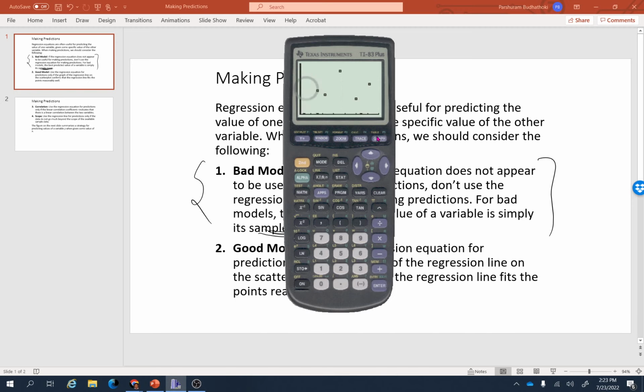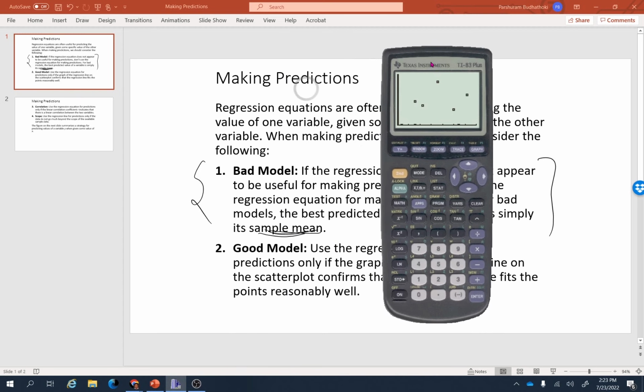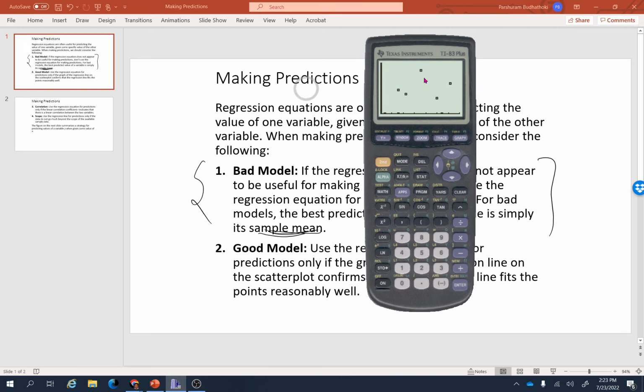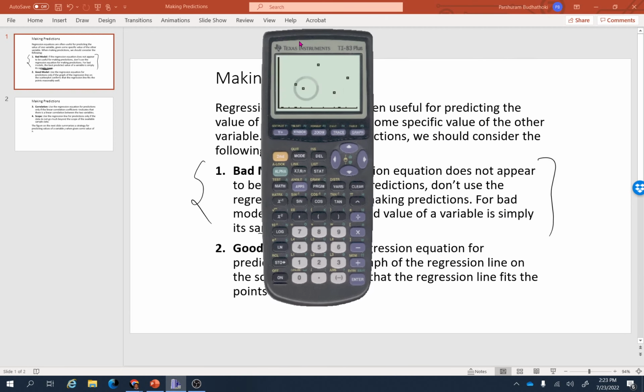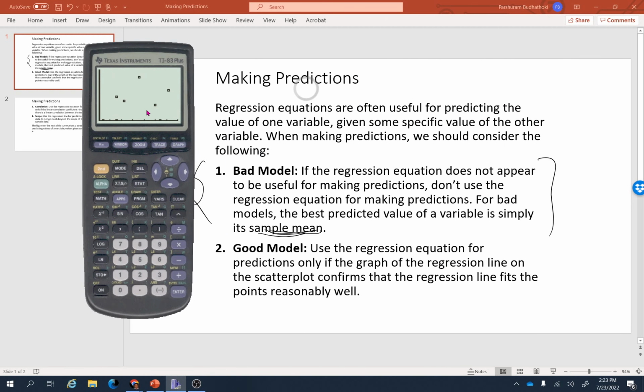And now if you go to the graph, it's going to give you a scatter plot like this. Sometimes your calculator might take a little bit of time. It's okay. I'm using this wave version, so it was a little bit delayed. But this is the scatter plot. This is not a line.